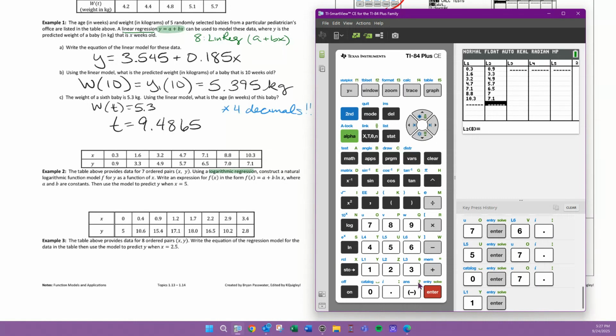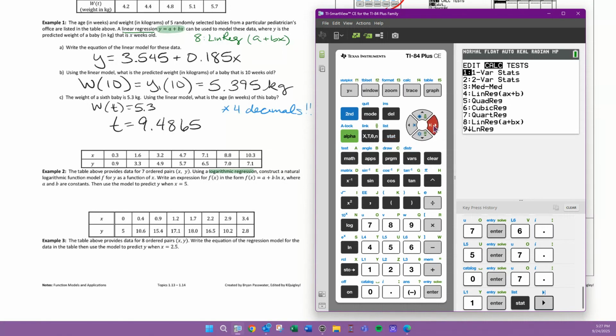We give a quick check for typos. We look okay. Then we go to stat and calculate. Now here's where we have to make a choice. Remember, this one was called a logarithmic regression. A logarithmic regression is a natural logarithm regression.